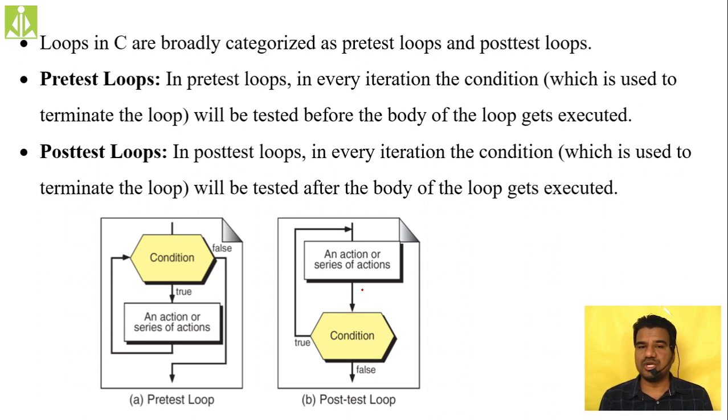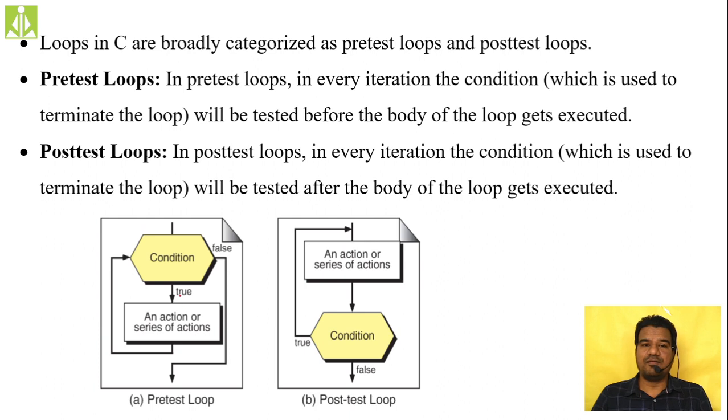So the conclusion is that a loop has two things: the condition and the body of the loop. If the condition comes before the body of the loop, we call them pre-test loops. And if the condition comes after the body of the loop, as I have shown in this flow chart, we call them post-test loops. Hopefully this is clear to you.